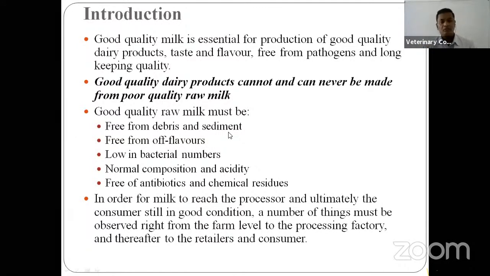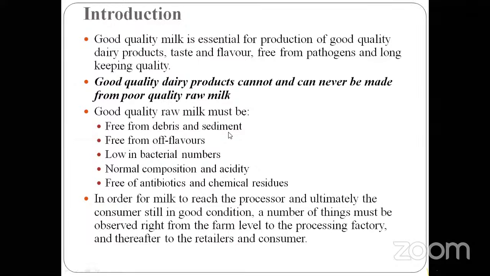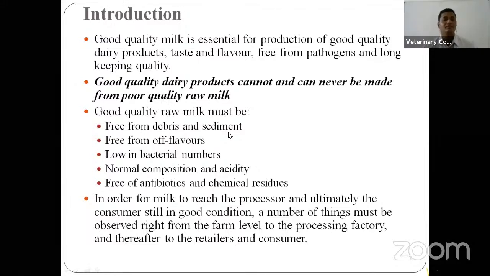Then good quality milk is free from off flavors. If milking is done in the same barn where a buck is tied, the warm milk absorbs some flavors, and such a flavor we call an off flavor. Or the farmer, due to space constraints, has stored some onions in the same place where the animal is kept or milked, then onion flavor will come, garlic flavor will come. So likewise, these are all off flavors.